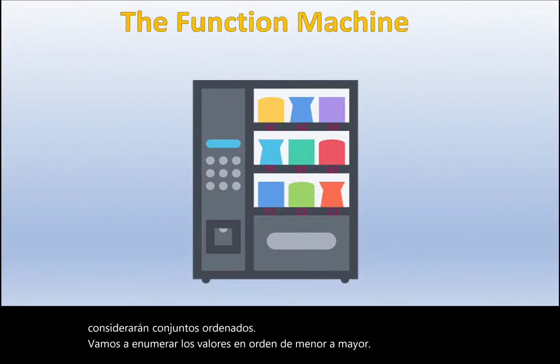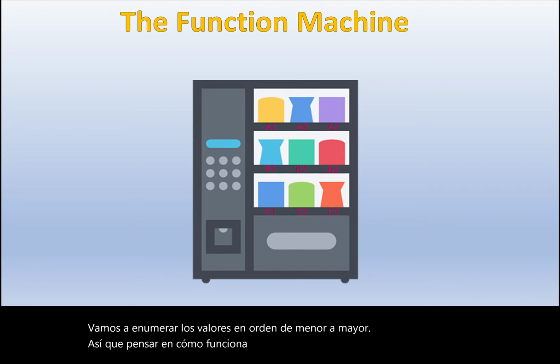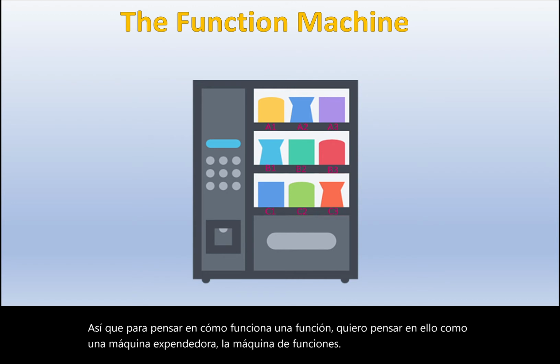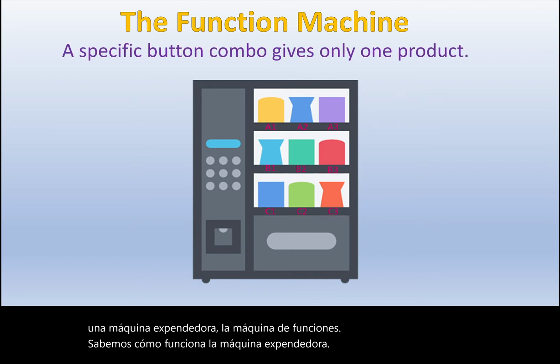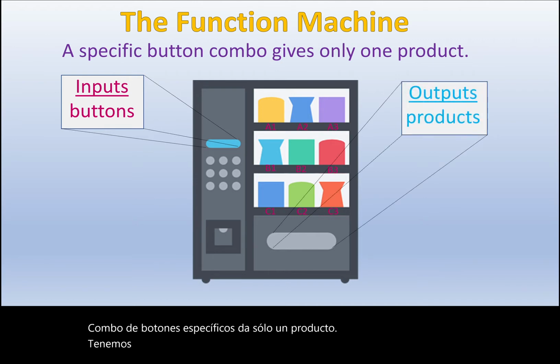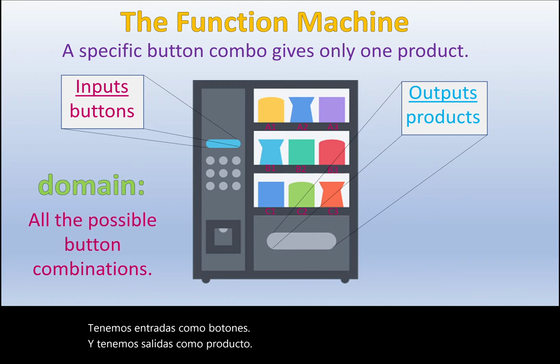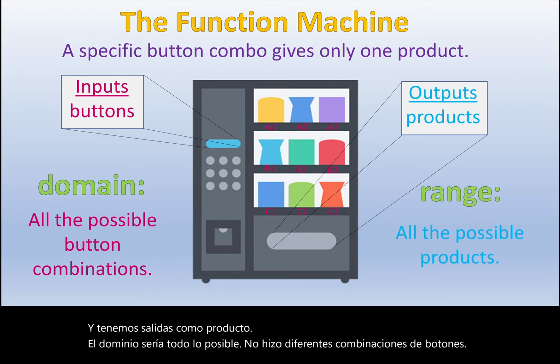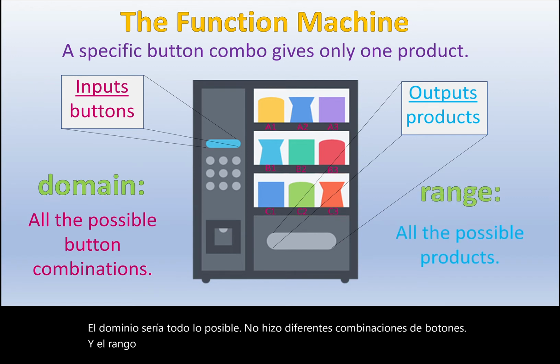So to think about how a function works, I want to think about it as a vending machine, the function machine. We know how a vending machine works. A specific button combo gives only one product. We have inputs as the buttons, and we have outputs as the product. The domain would be all of the possible different button combinations, and the range would be all the possible different products.